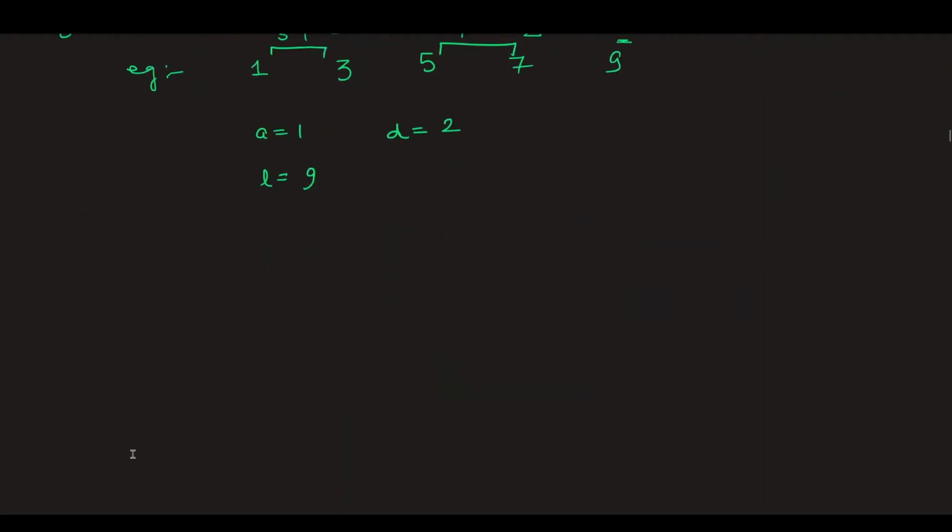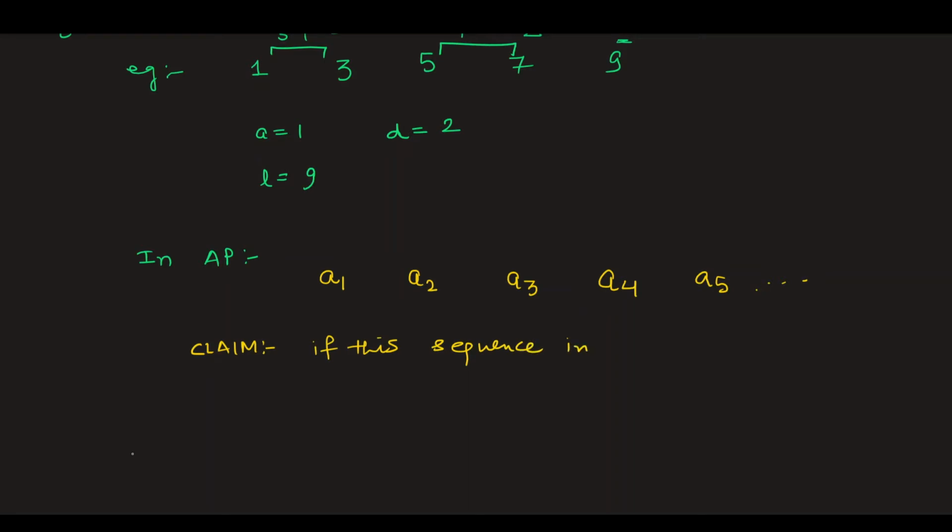So if in an AP, A1 is the first term, A2 is the second term, A3 is the third term, A4, then A5 and so on, and this sequence is in AP, then there is a condition that A2 minus A1 will be equal to A3 minus A2 will be equal to A4 minus A3 will be equal to D. This is the common difference.